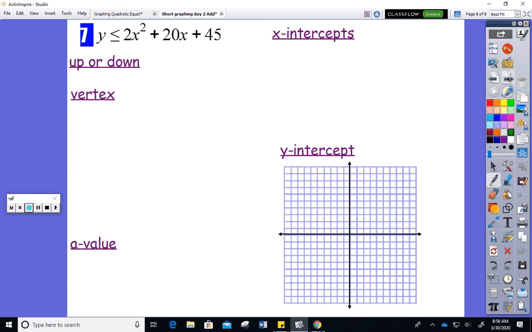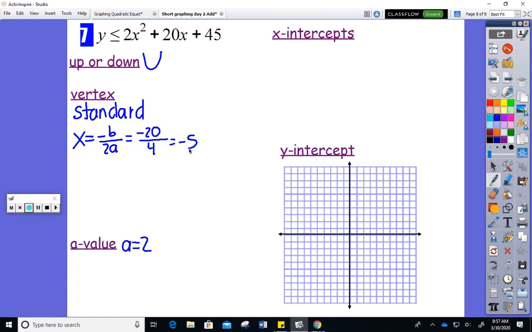All right, let's do our last problem. So I notice again I've got standard form. I notice that the a value for standard form is 2. That means my parabola is right side up. I need to do the vertex, so x equals negative b all over 2a. Negative b is negative 20. 2a is 2 times 2 or 4.